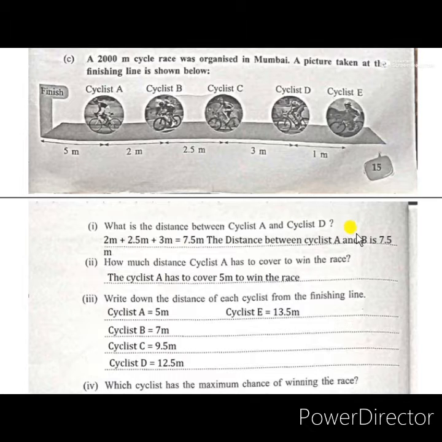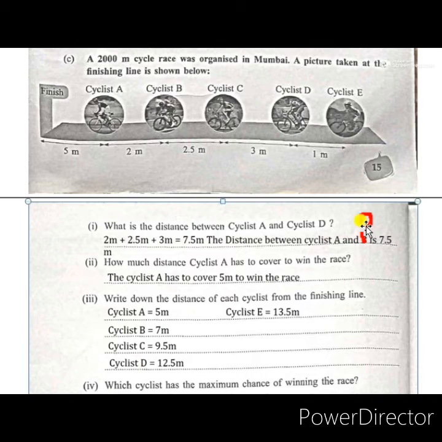Here instead of D I have written B there. You have to write there D only, not B. D. Correct it. Distance between cyclist A and D. By mistake, I had written B.